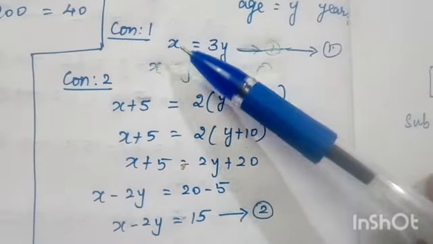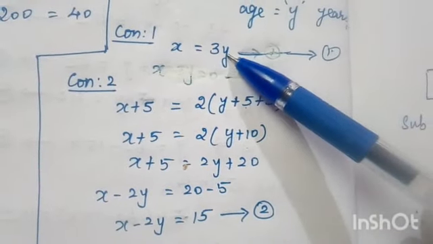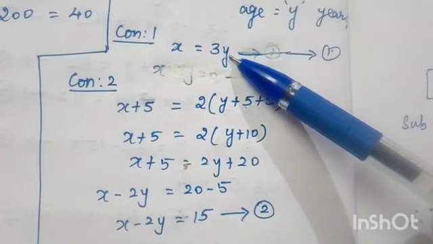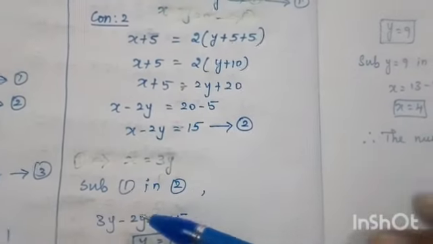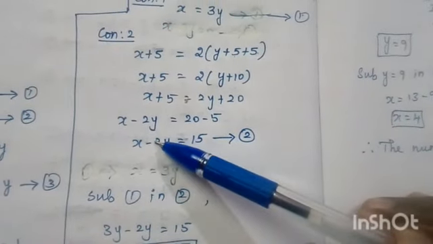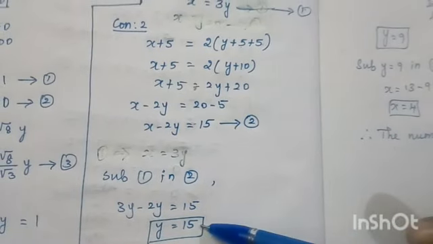Now, in the first equation we already have x directly, that is x equals 3y. You have to substitute this x value in equation number 2. So substitute 1 in 2. The x value is 3y, so 3y minus 2y equals 15. 3y minus 2y, y equals 15.